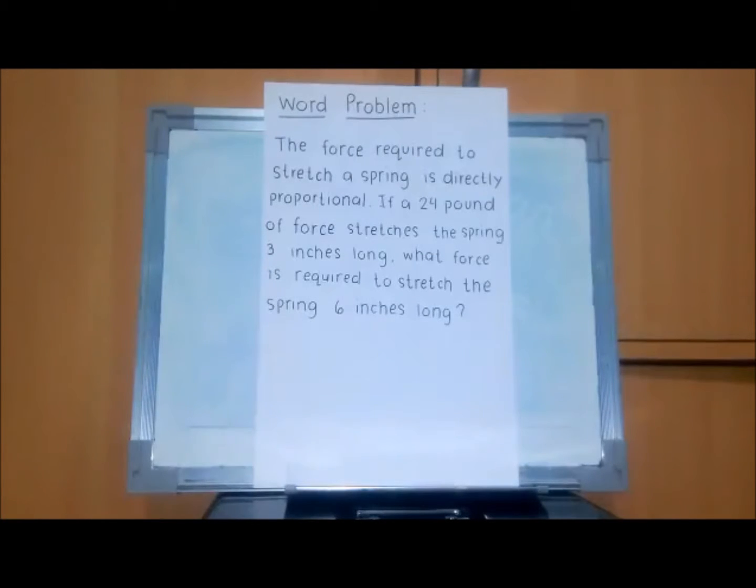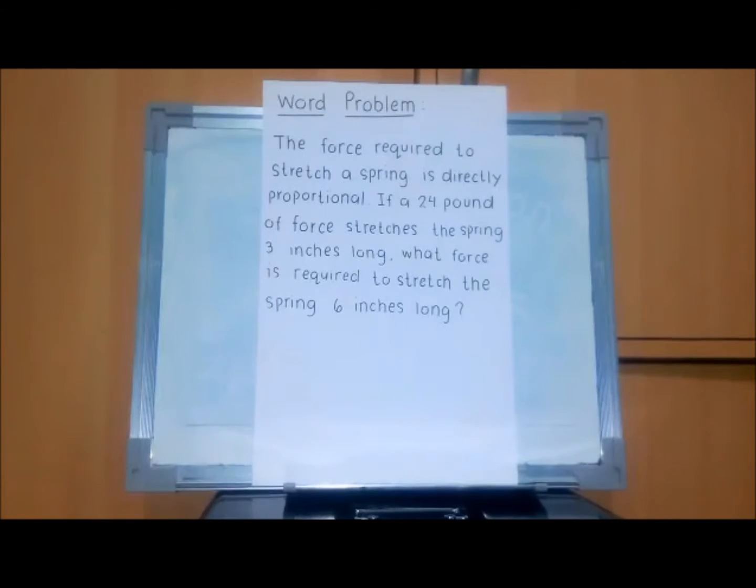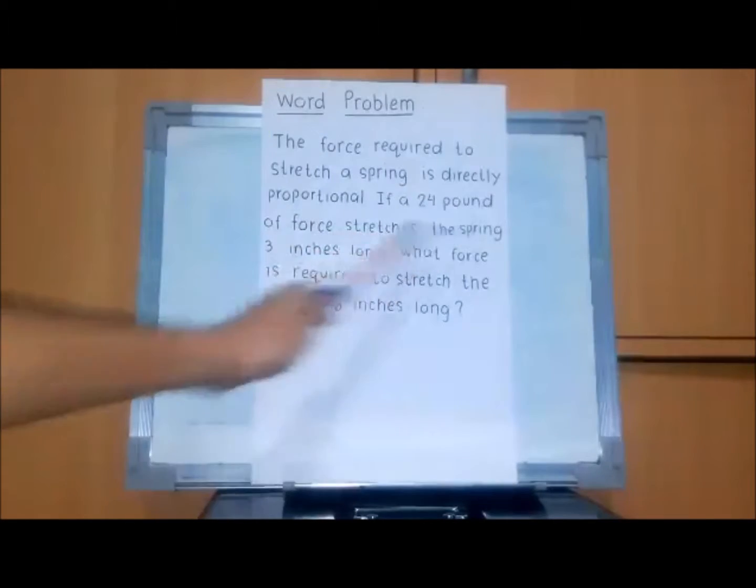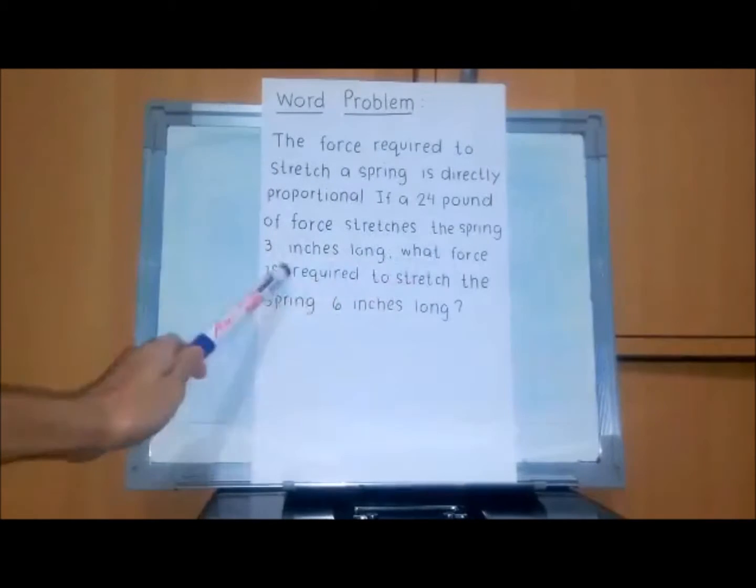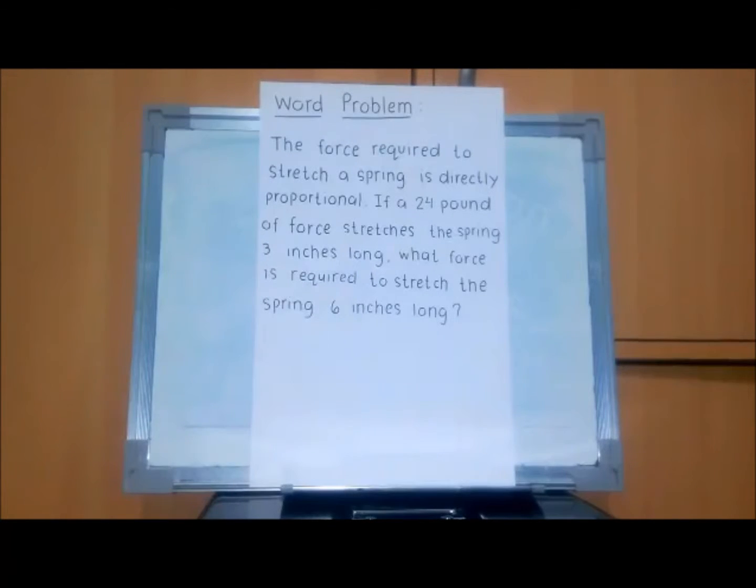Hello and welcome to part 3 of our video. Now we're going to look back to our word problem. Since we are looking for the dependent and independent, we will look back. It says for the independent, the length of the spring when stretched. That refers to the length of the spring stretched. Here, if a 24-pound force stretches the spring 3 inches long, that will be our independent variable.